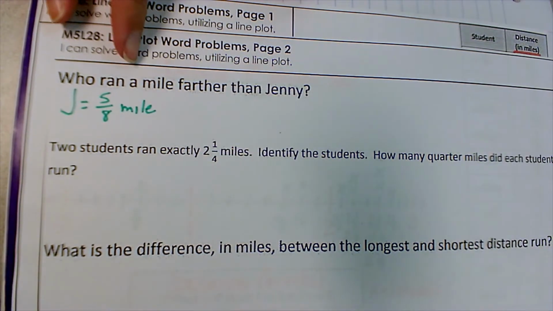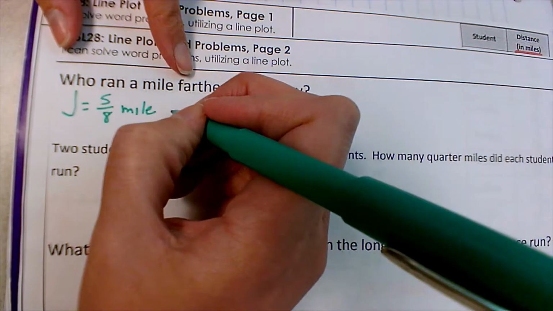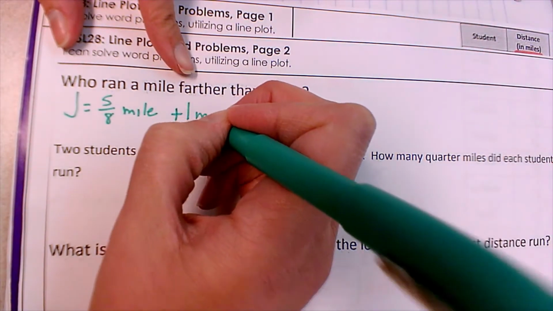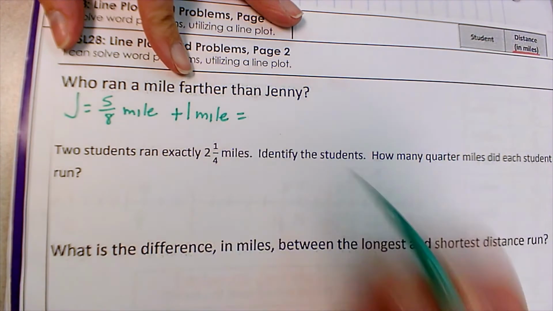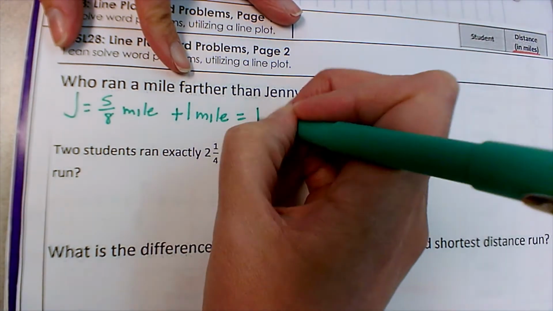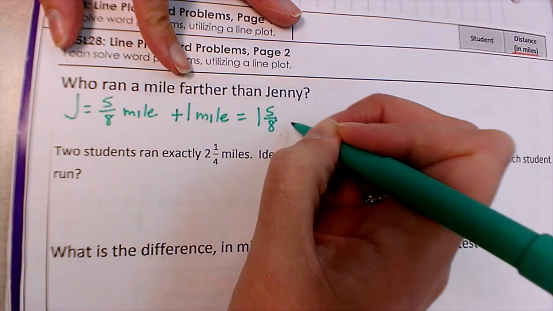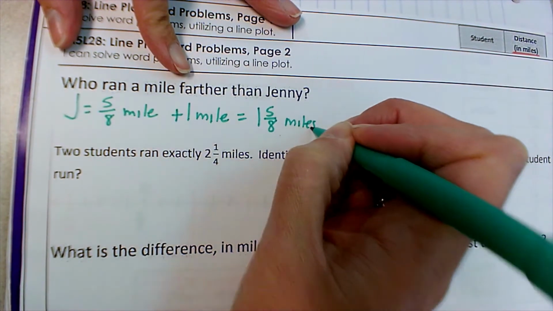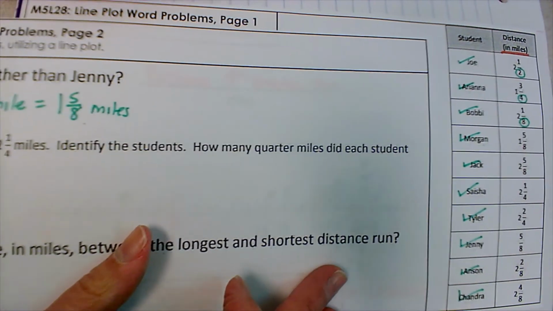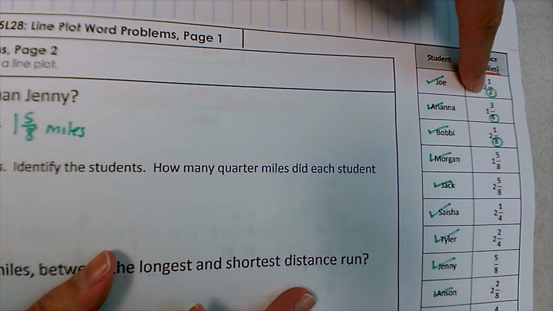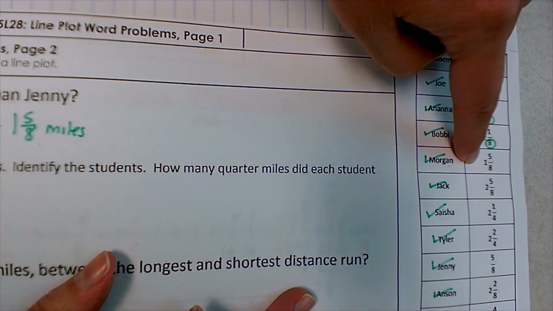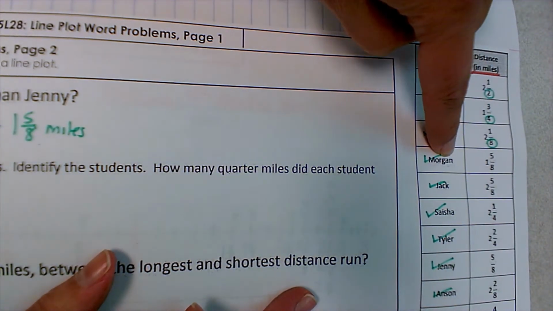Now, my question says who ran a mile farther. So that means I would add on 1 mile. And when I add a whole number and a fraction, I just smush them together. And so I'm looking for someone who ran 1 5/8 mile. And so I'm going to come back and look at my table. I'm going to look down the list for 1 5/8. Oh, there it is. And it was Morgan.